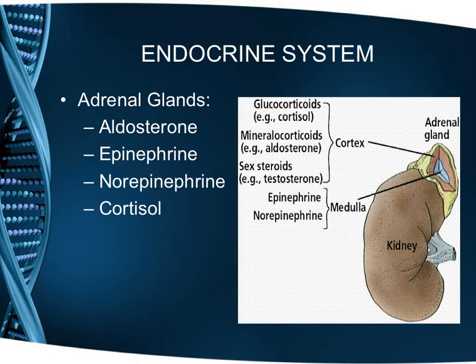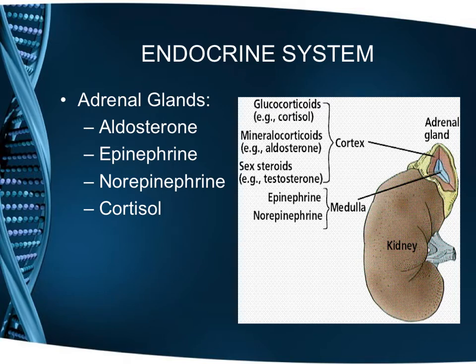The adrenal glands, located on top of the kidneys, are responsible for aldosterone, epinephrine, norepinephrine, and cortisol. Aldosterone is a hormone from the adrenal cortex that influences fluid balance. Aldosterone is responsible for the renal reabsorption of sodium. By causing the kidneys to reabsorb sodium, chloride and water are also retained, and potassium is excreted.